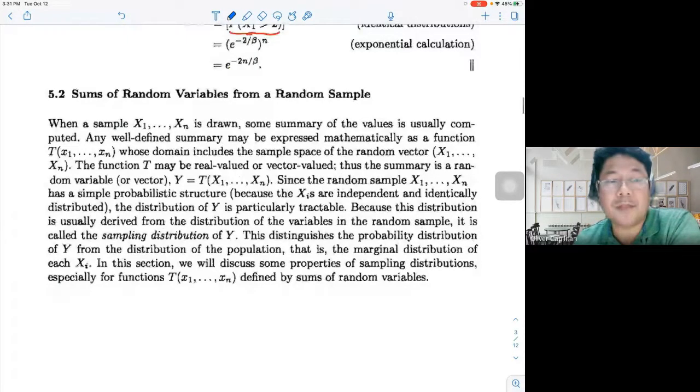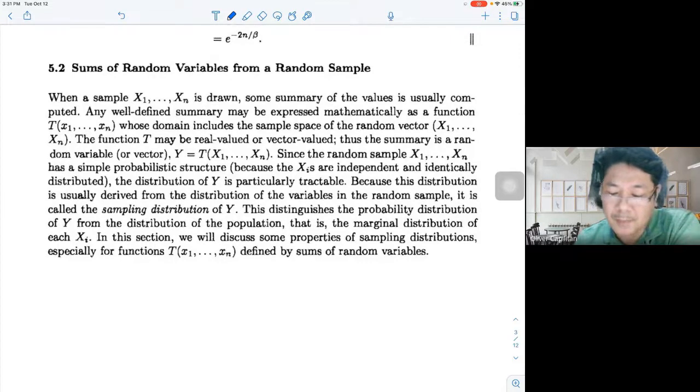So we have a random sample, x sub 1 up to x sub n, that is drawn, and then some summary of the values is usually computed from this sample. Any well-defined summary may be expressed mathematically as a function t of the realized values of our random sample, whose domain includes the sample space of the random vector x sub 1 up to x sub n.